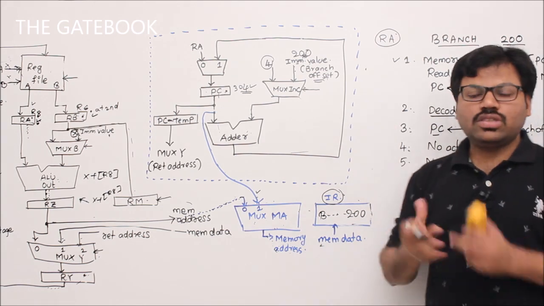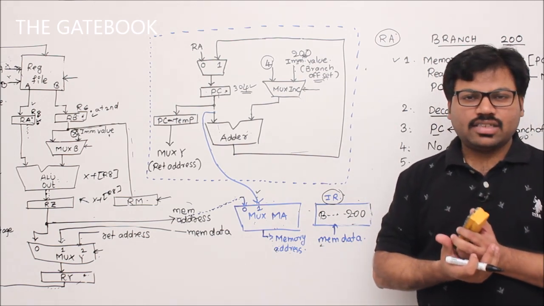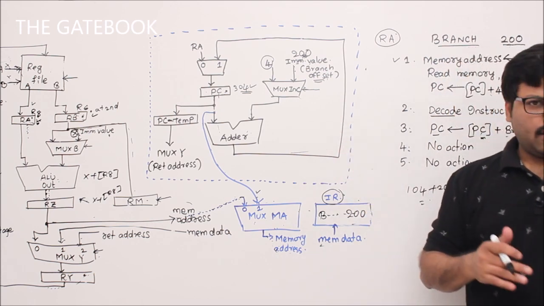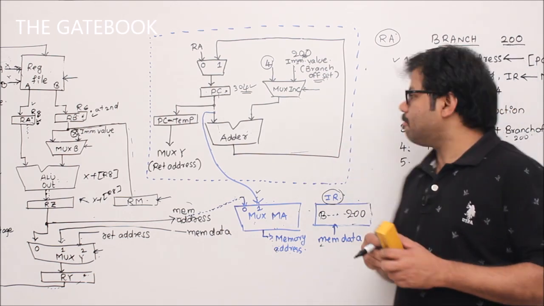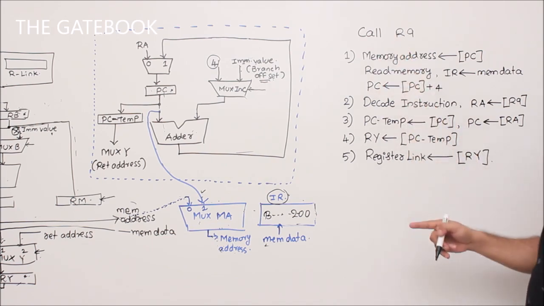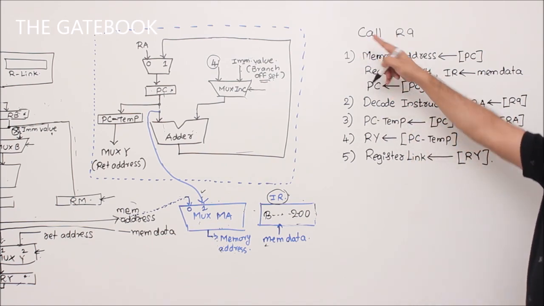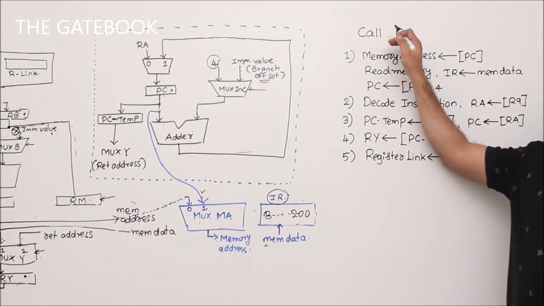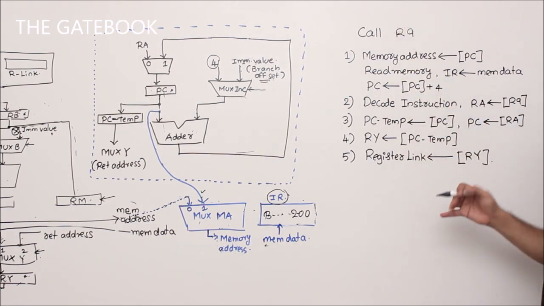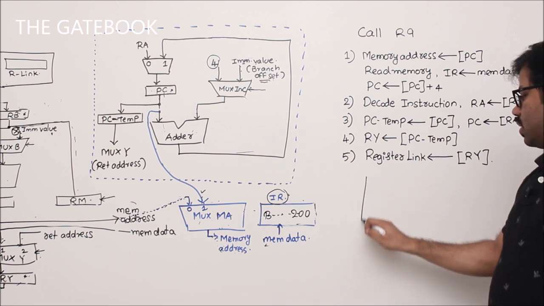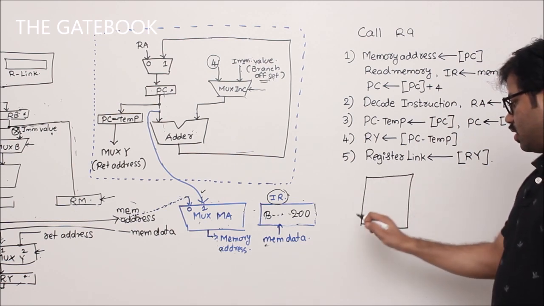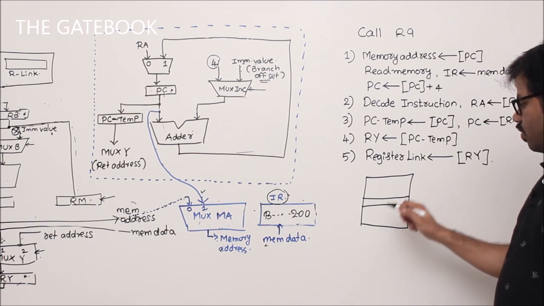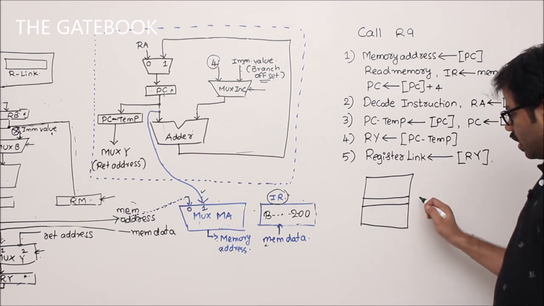Now we will close this idea by understanding the last model, that is the call instruction. Let me explain the call instruction. The model of the instruction is like this: let's say call R9, where R9 contains the function address. For example, let's say you have a function. Let me show the main memory here. This is your main memory, and it contains one function. That function is located here.